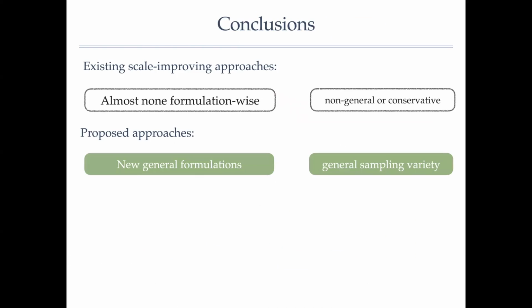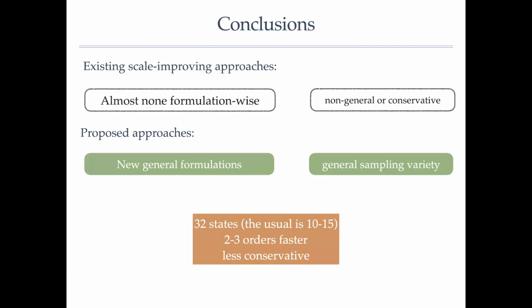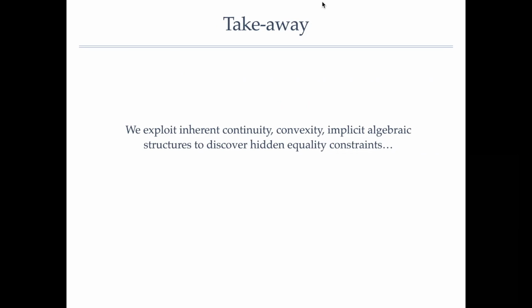So let me quickly skip the conclusion. Basically, we combine new formulations and the sampling variety approach to achieve better scalability. But I think the true takeaway is that whereas we exploited some inherent system structures to discover hidden equality constraints and made use of the sampling variety approach, the high-level idea is much more generalizable than the specifics. Thanks.